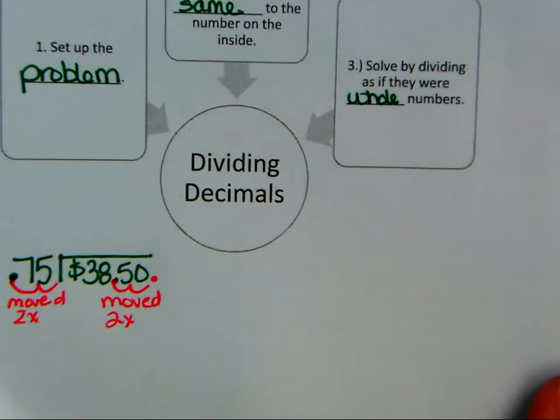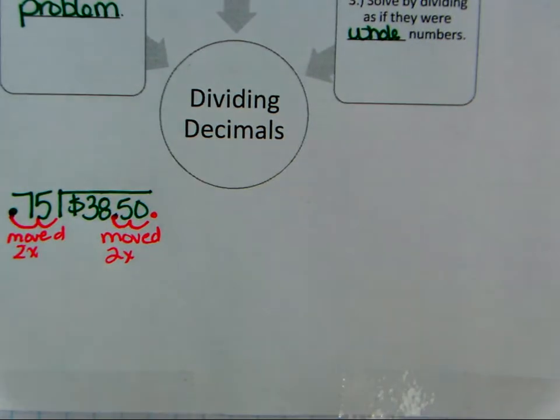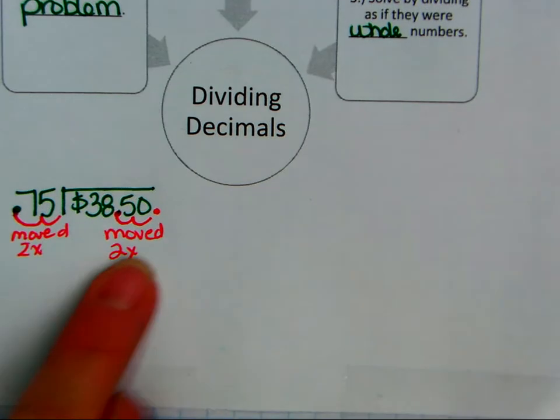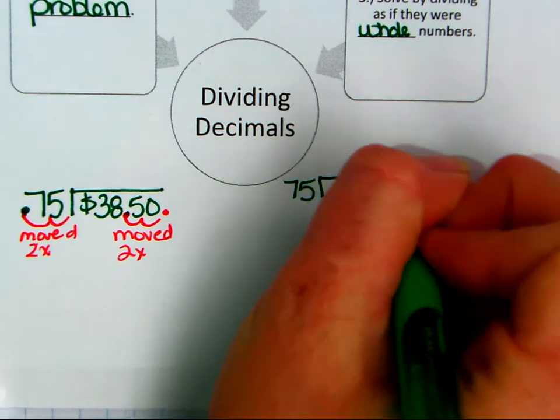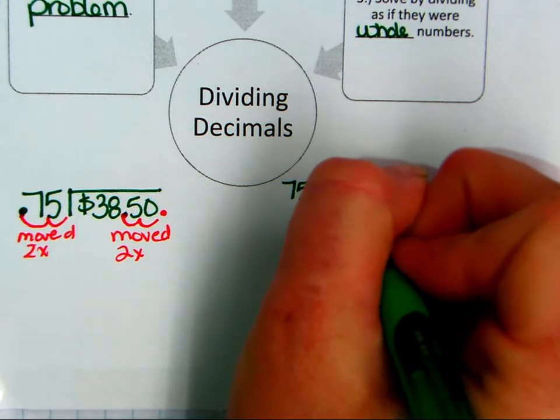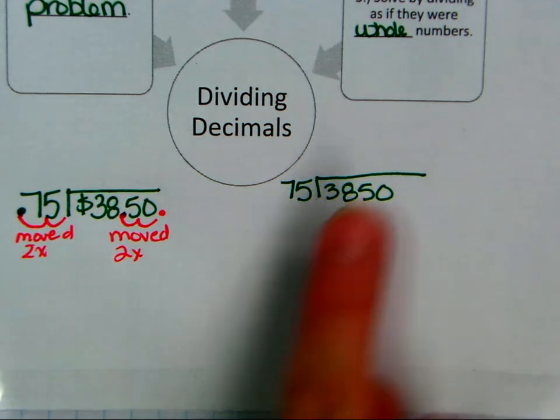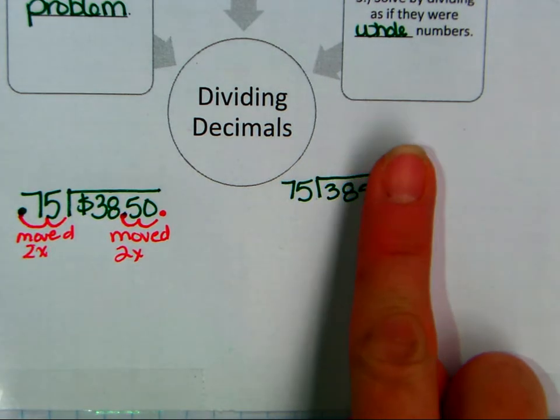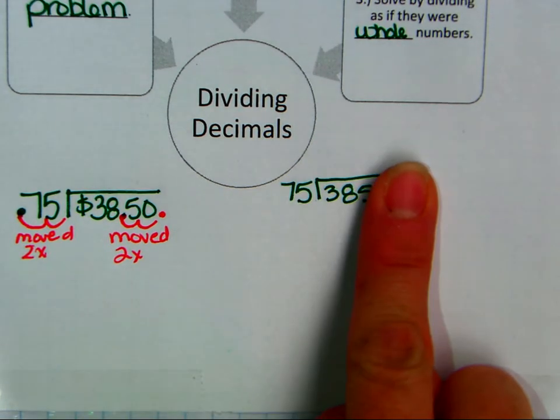So to do that, I'm going to rewrite my problem over here, just so now I have it with 2 whole numbers. Because I moved my decimals, I now am going to have 75 into 3,850. So now we're going to divide this problem out. 75 cannot go into 3. 75 cannot go into 38. But 75 can go into 385.